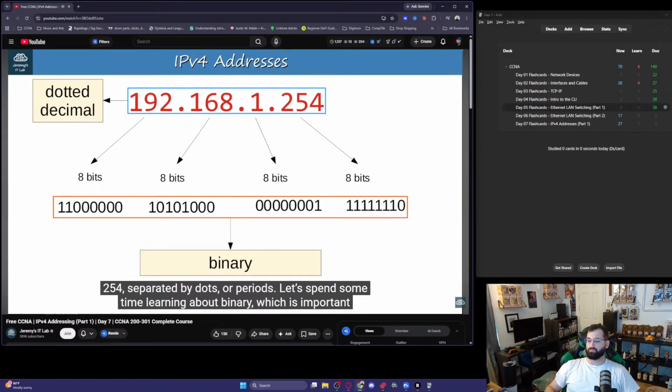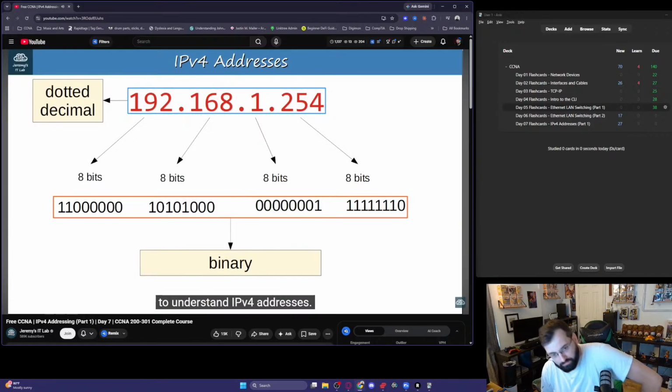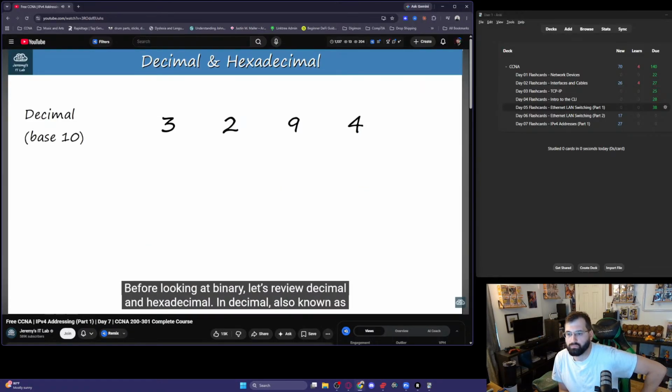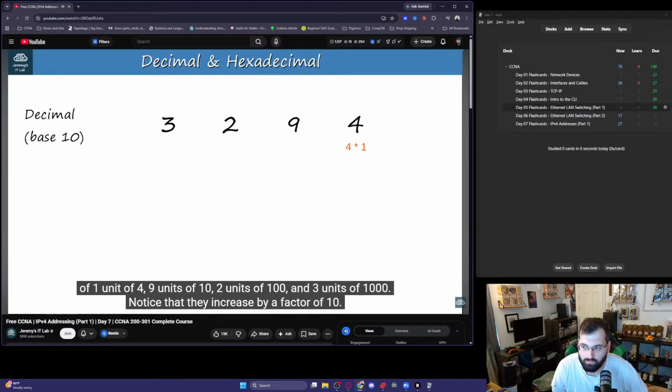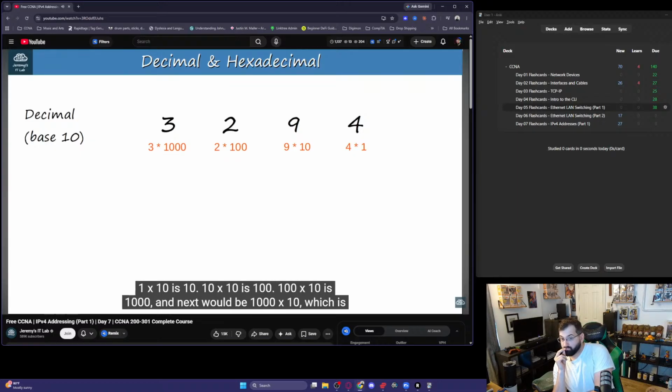Let's spend some time learning about binary, which is important to understand IPv4 addresses. Before looking at binary, let's review decimal and hexadecimal. In decimal, also known as base 10, each digit increases by a factor of 10. For example, this number, 3,294, consists of 1 unit of 4, 9 units of 10, 2 units of 100, and 3 units of 1,000. Notice that they increase by a factor of 10. 1 times 10 is 10, 10 times 10 is 100, 100 times 10 is 1,000, and next would be 1,000 times 10, which is 10,000.